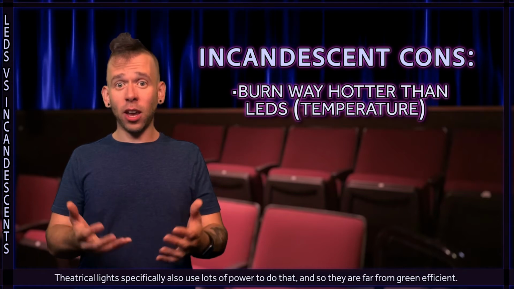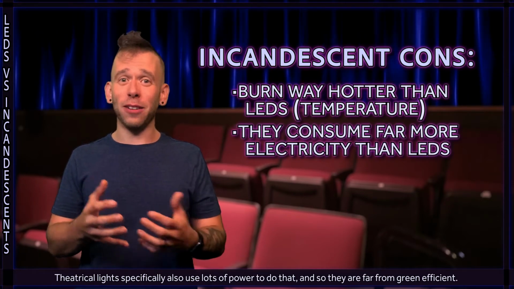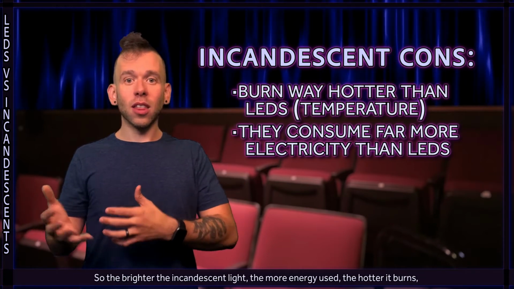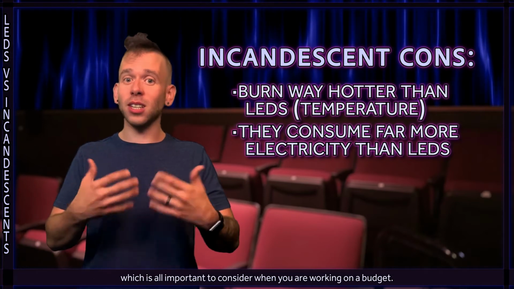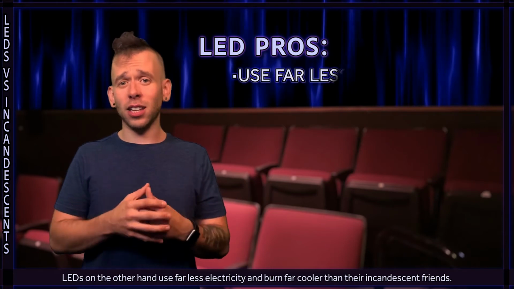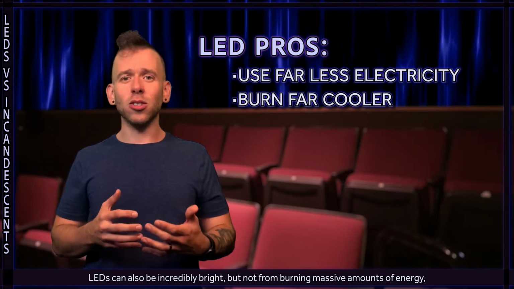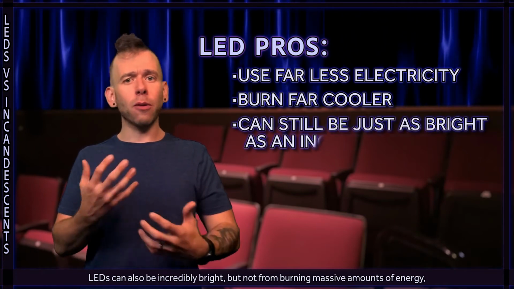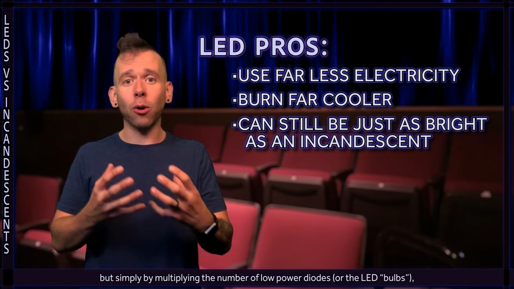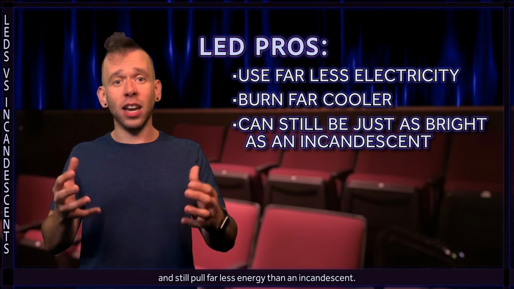Theatrical lights specifically also use lots of power to do that, and so they are far from green efficient. So, the brighter the incandescent light, the more energy used, the hotter it burns, which is all important to consider when you're working on a budget. LEDs, on the other hand, use far less electricity and burn far cooler than their incandescent friends. LEDs can also be incredibly bright, but not from burning massive amounts of energy, but by simply multiplying the number of low-power diodes, or the LED bulbs, and still pull far less energy than an incandescent.